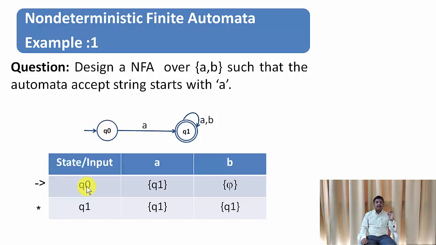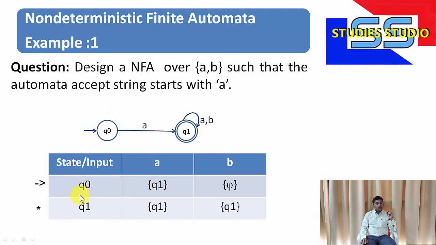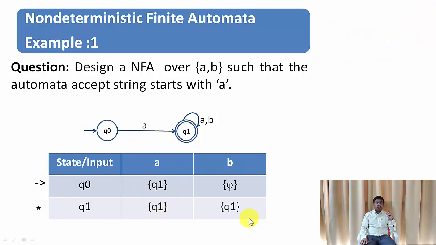Let us see the transition table. Q0 is the starting state. On Q0, if we give the input symbol A, it goes to Q1. And on B, as it is not defined, we write phi here. Q1 is the final state. If input symbol A is given, it goes to Q1, and on B also, it goes to Q1. I hope you understood this.